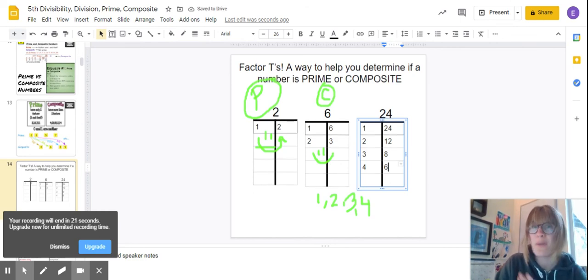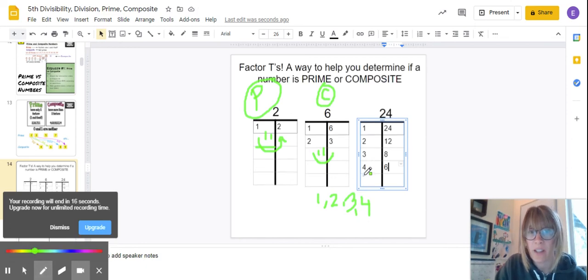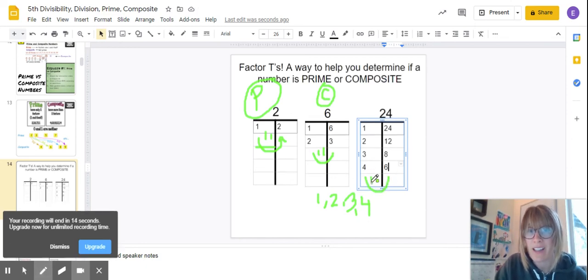What about 5? Well, it doesn't end in 5 or 0, so we know 24 is not divisible by 5. So we've hit our happy place, because the next number that would go sequentially would be 6, and we already know 6 is a factor. So 24 is a composite number.